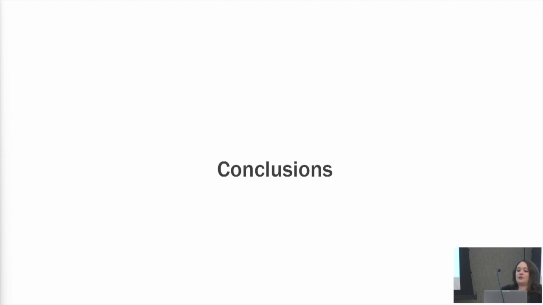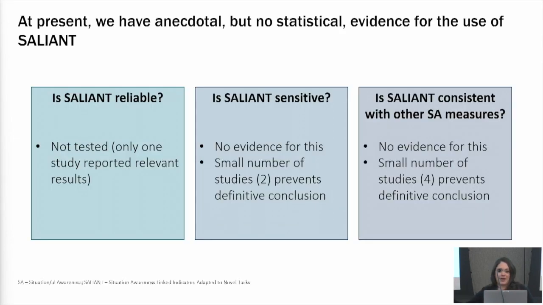So the conclusions that we can draw based on the existing research and a meta-analysis of that research is that we have no reliable statistical evidence for the use of SALIANT as a procedure to assess situation awareness in operational testing. We did not find any evidence that it is reliable or sensitive or that it is consistent with other situation awareness measures, again, using this somewhat sad final sample size. We do, however, have some anecdotal evidence, which I will talk about in just a minute.